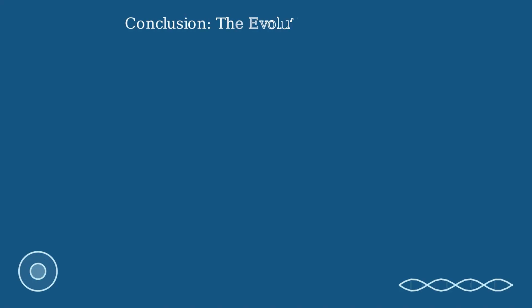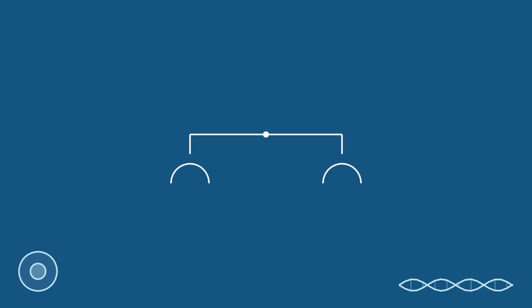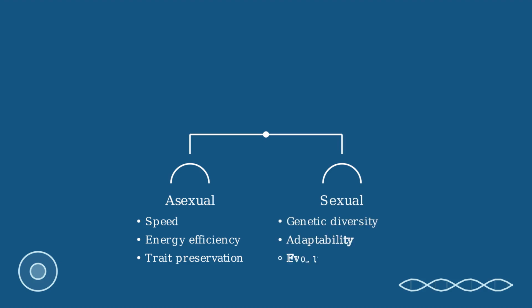In our exploration of asexual reproduction, we've seen a fundamental evolutionary balance at work. Organisms face a key trade-off between asexual and sexual reproduction strategies. Asexual reproduction offers advantages like rapid population growth, energy efficiency, and preservation of beneficial traits, while sexual reproduction provides genetic diversity, greater adaptability, and evolutionary potential.